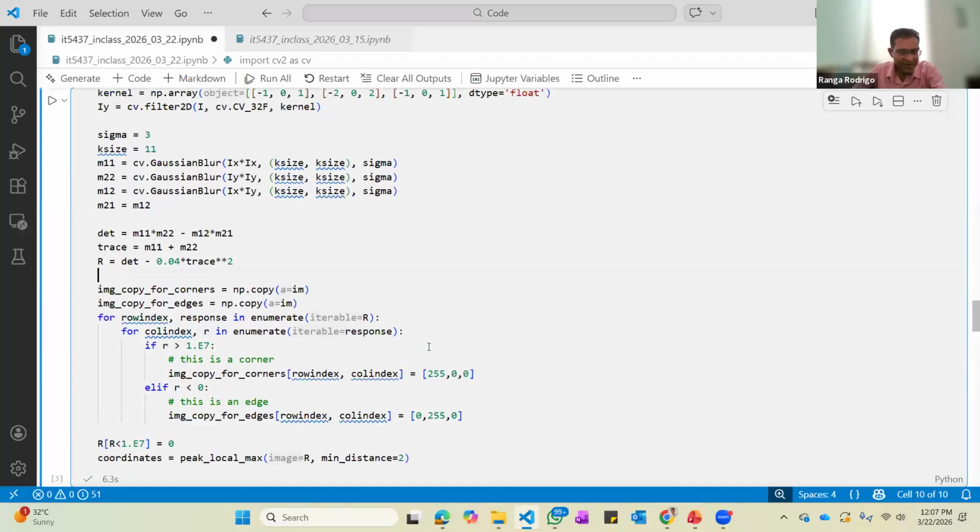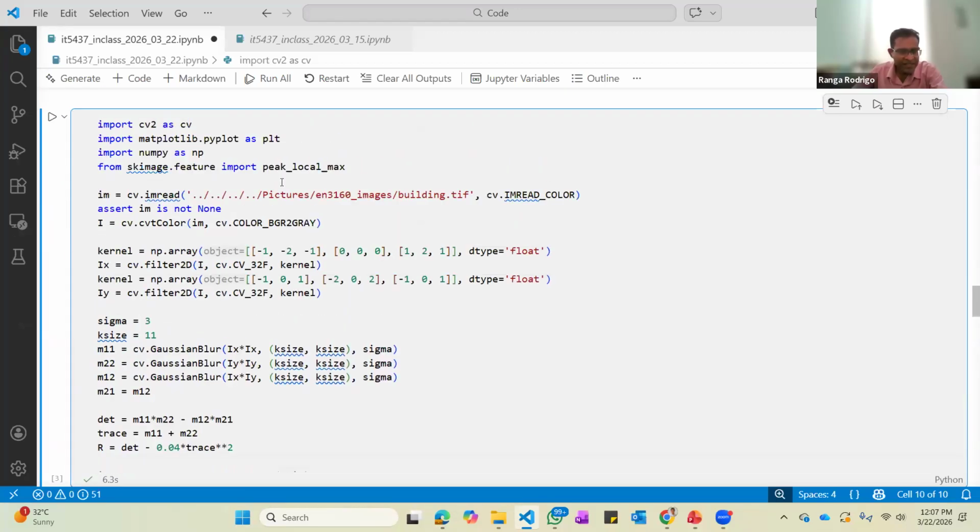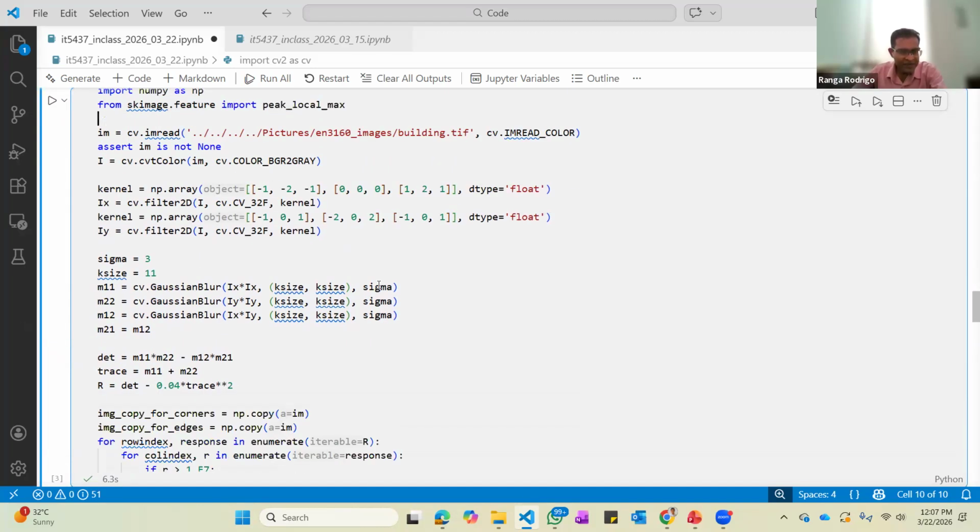This non-maximal suppression part, I did not show. I'm using skimage.feature.peak_local_max, I think.